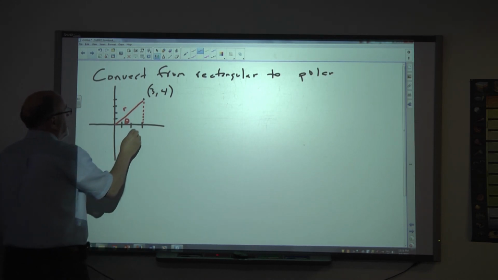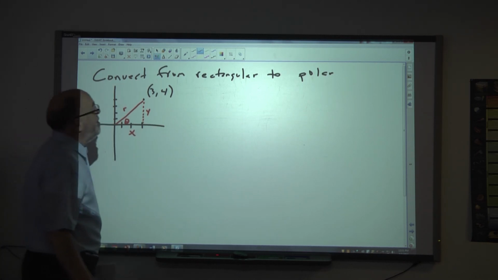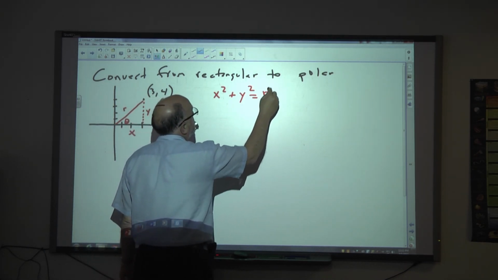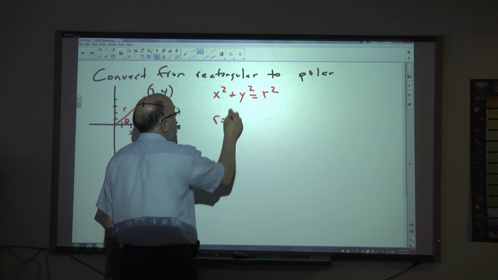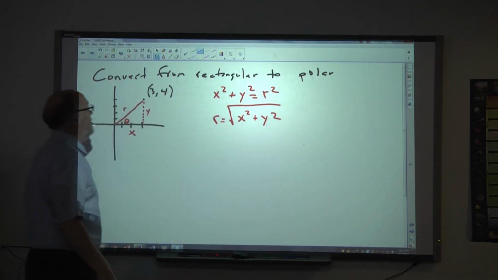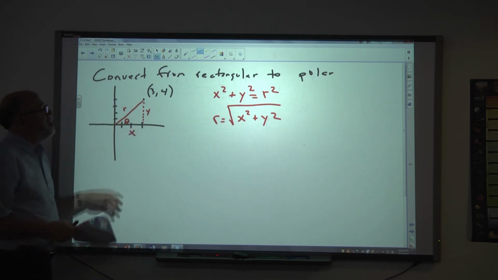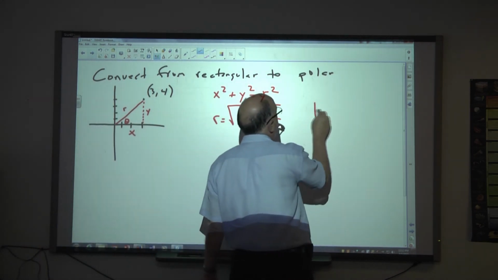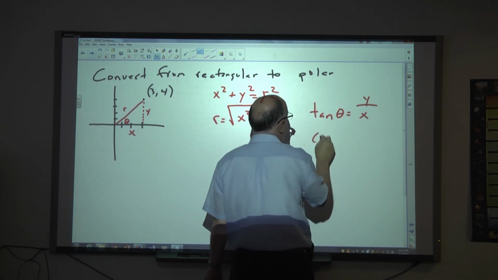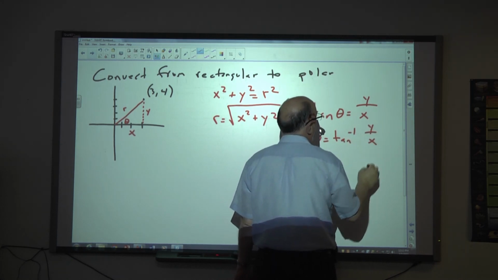So this is the x coordinate, this is the y coordinate. And it's a nice right triangle, so we would have that x squared plus y squared is going to equal r squared, which means r is going to be the square root of x squared plus y squared. So that would give us the r value. And then the theta, well, this is opposite over adjacent, so we would have that tan theta is going to equal y over x, or theta is going to be the inverse tangent of y over x.